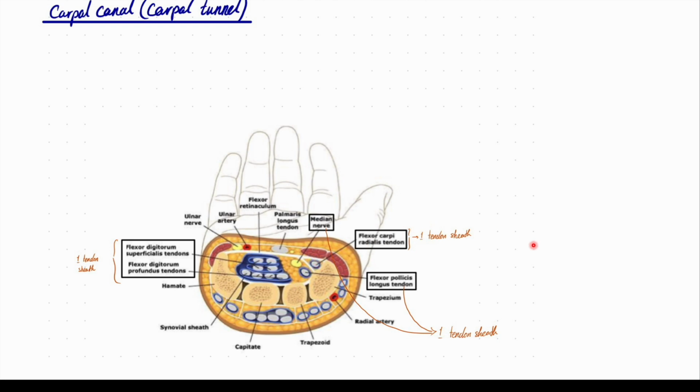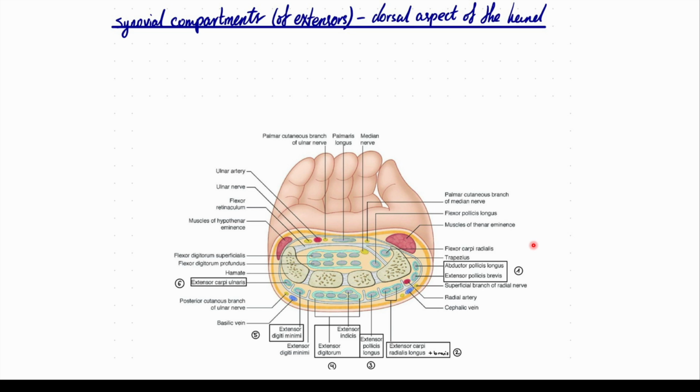Okay. If you don't know about the branches of the brachial plexus, or where and how to find them on a cadaver, you can watch the brachial plexus video and also the additional video, which is how to find them. Now let's get back to the topic and talk about synovial compartments of extensors on the back of the hand.